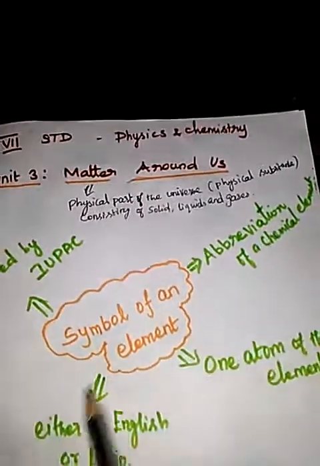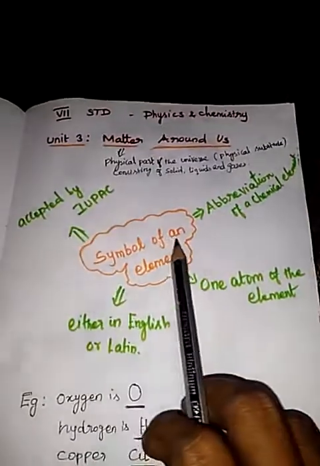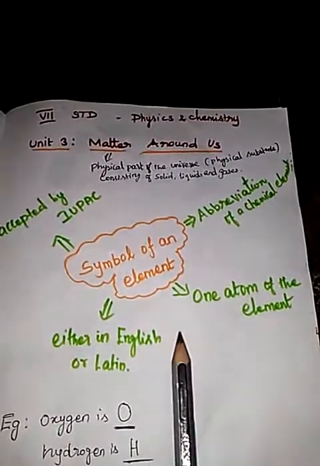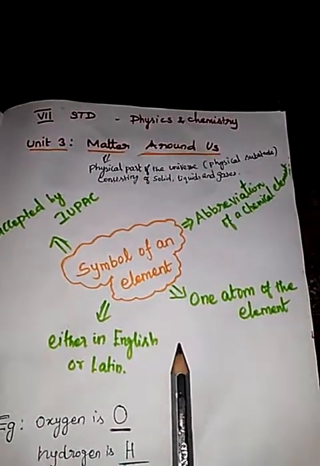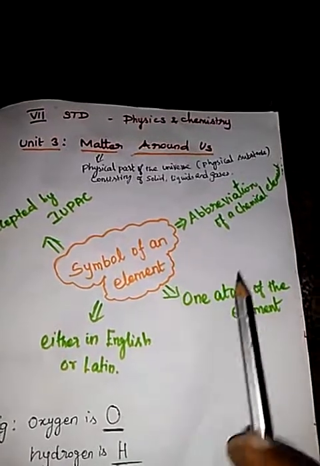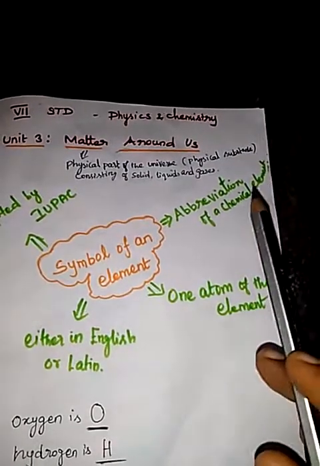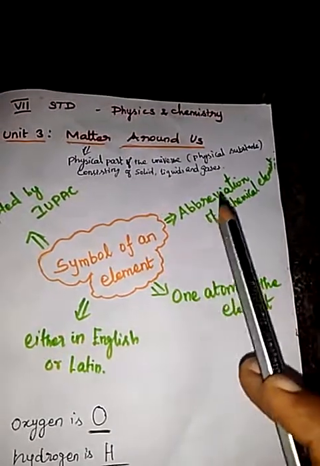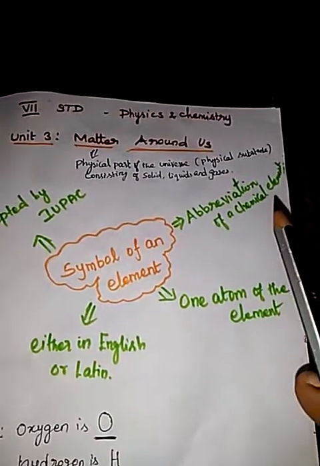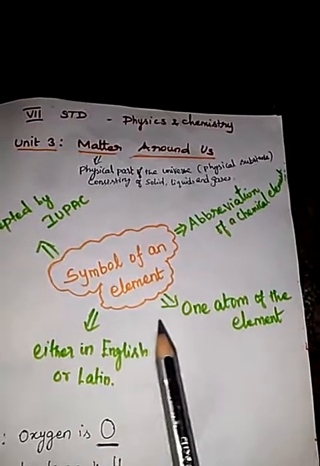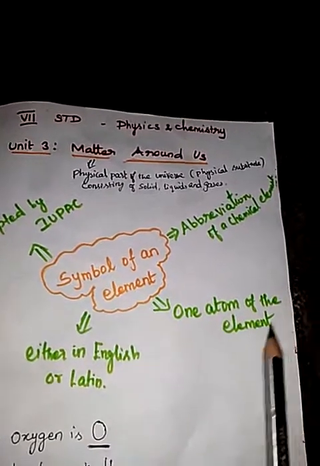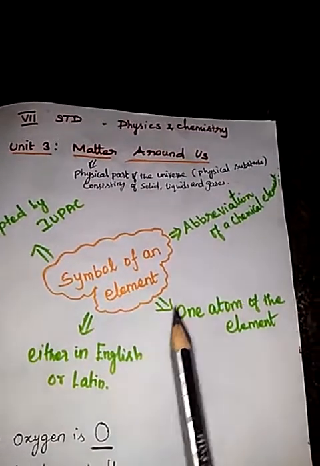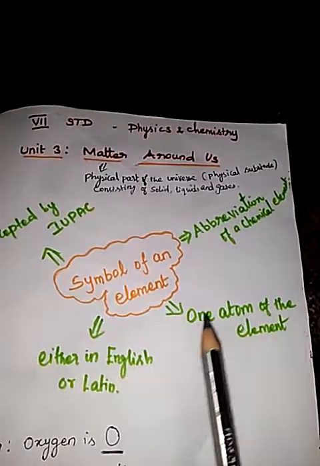Okay students, here we see symbol of an element. What is symbol of an element? A symbol is an abbreviation of a chemical element. Abbreviation means short representation. Okay, short representation of a chemical element. Then here it represents one atom of the element. A symbol represents one atom of the element.